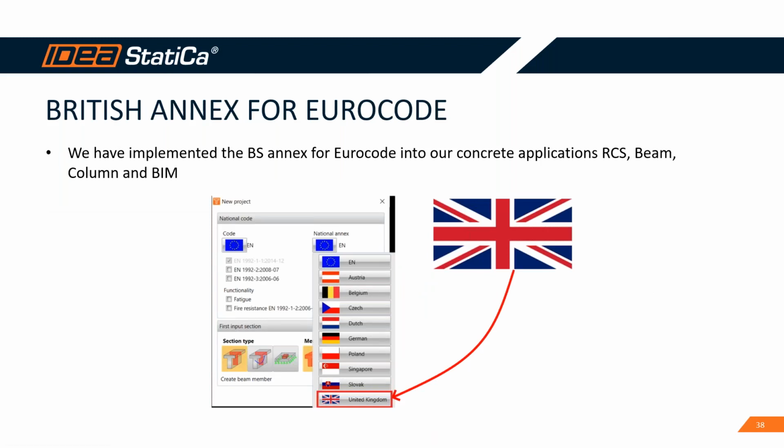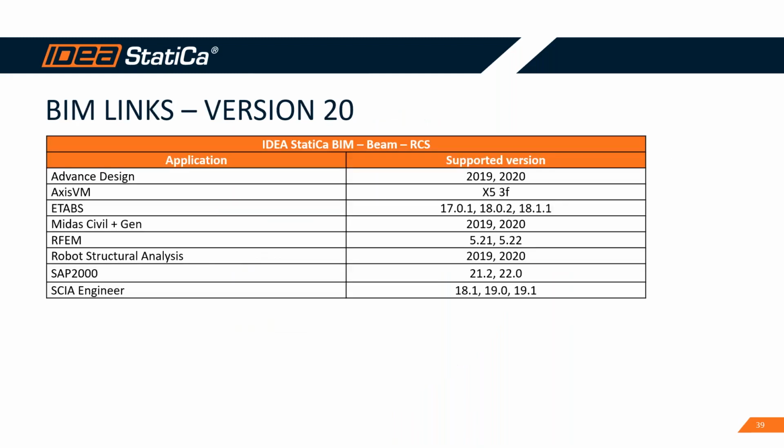Another new improvement for concrete is the implementation of the British Annex for Eurocode. So if you are working on projects in the United Kingdom, from now on you can use the British Annex in our concrete applications RCS, beam, column, and in the beam interface for concrete too. Here you can see an updated table of our currently working beam links. Similarly, as for connections, we had to update the versions of the third-party applications that are supported and update the beam link so it works correctly with all the new versions.